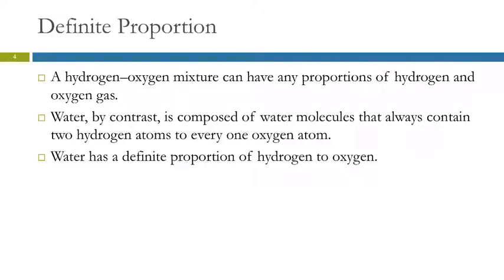We talked about the law of definite proportion. We could have a mixture of hydrogen and oxygen. I said that would be really explosive. That can have any proportions of hydrogen and oxygen gas. A lot of hydrogen and a little bit of oxygen, or vice versa, equal amounts. But in a compound such as water, the proportion is always the same. There's always 2 hydrogen atoms for every 1 oxygen atom. No exceptions.